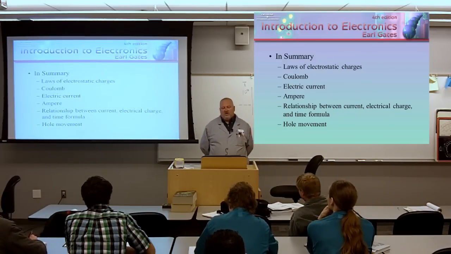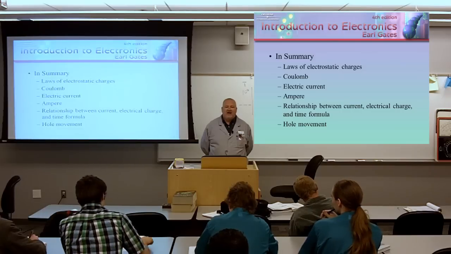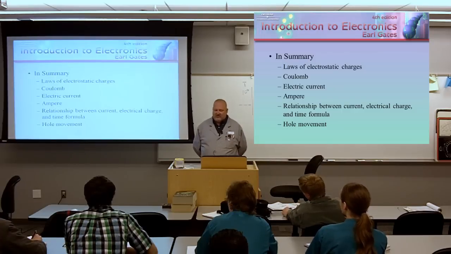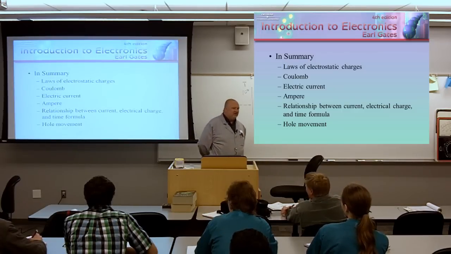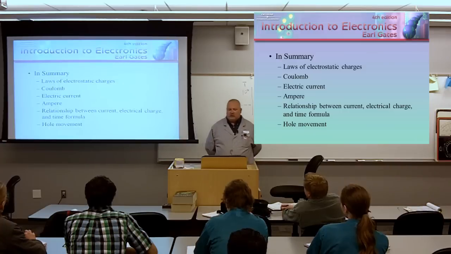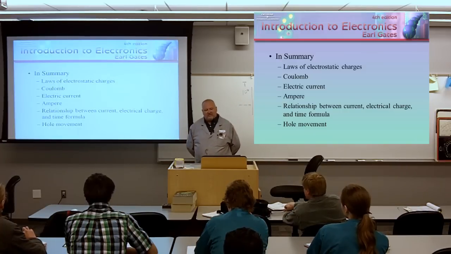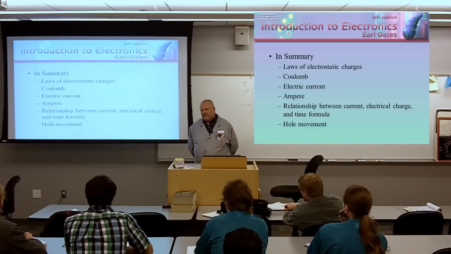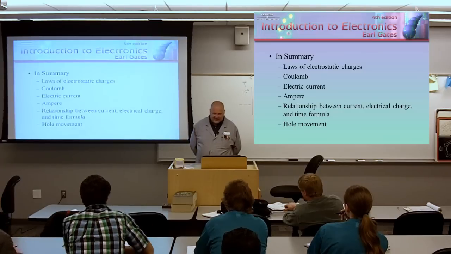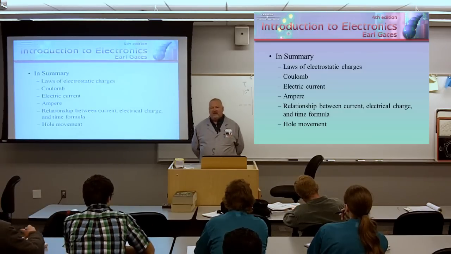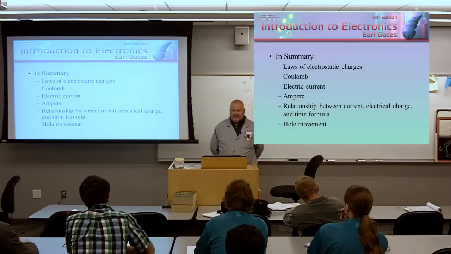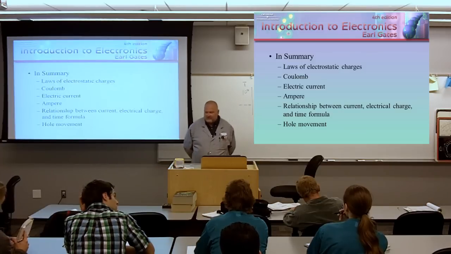In summary, we talked about the laws of electrostatic charges. The first law is that like charges oppose each other. The second law is unlike charges attract each other. A coulomb is 6.24 times 10 to the 18th electrons. Electric current is the flow, not the drift, the flow of electrons in a specified direction. Measured in amps, conceived by the dude by the name of Andre Marie Ampere. And Andre Marie Ampere stated that 1 amp is equal to 1 coulomb per second. That's the relationship between current, electrical charge, and time formula.